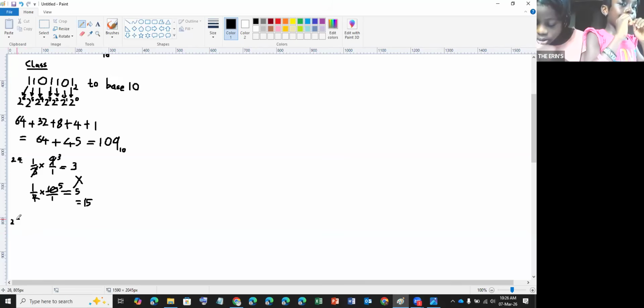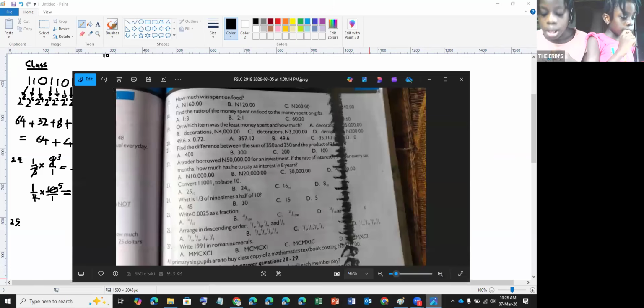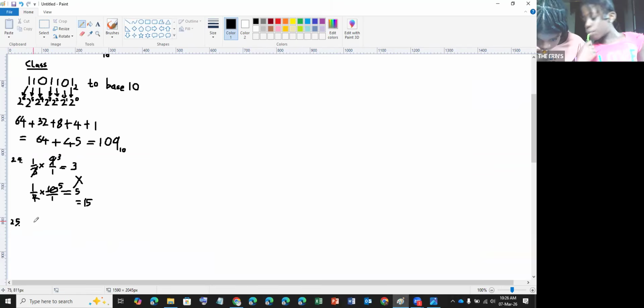What does number 25 say? Favor, are you going to be able to answer it this time? Yes, sir. Write 0.0025 as a fraction. So what would you do, Favor? So we'll count how many zeros. That is 1, 2, 3. That will be 25 over 1,000.